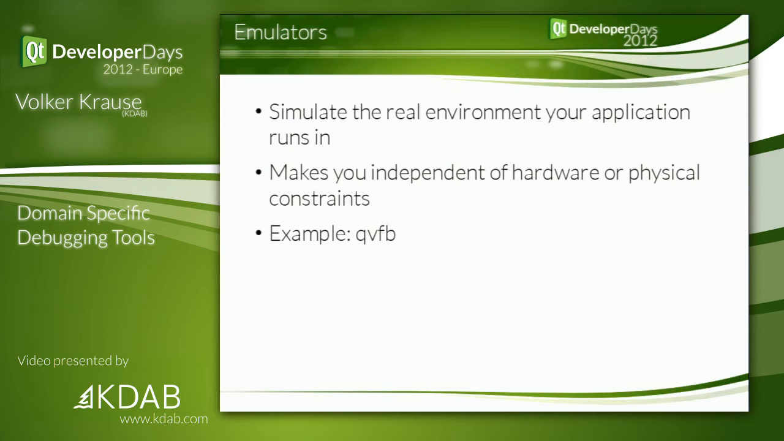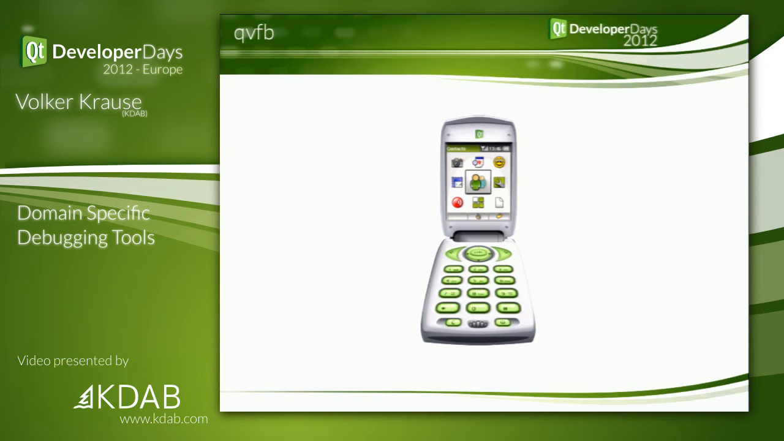An example in Qt is the virtual frame buffer. This, however, is just emulating the frame buffer hardware. So I can run my embedded program on the desktop and it shows me the output there. But that's about it. So this is the screenshot of it. I can even simulate some of the keys. But you see the limits there already, right?